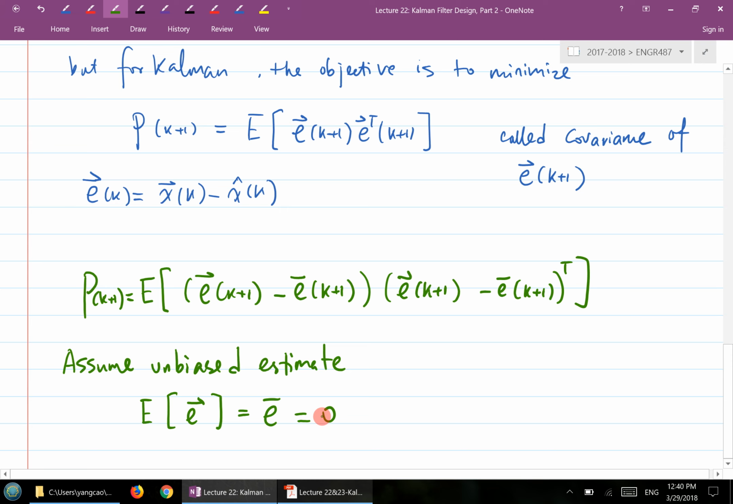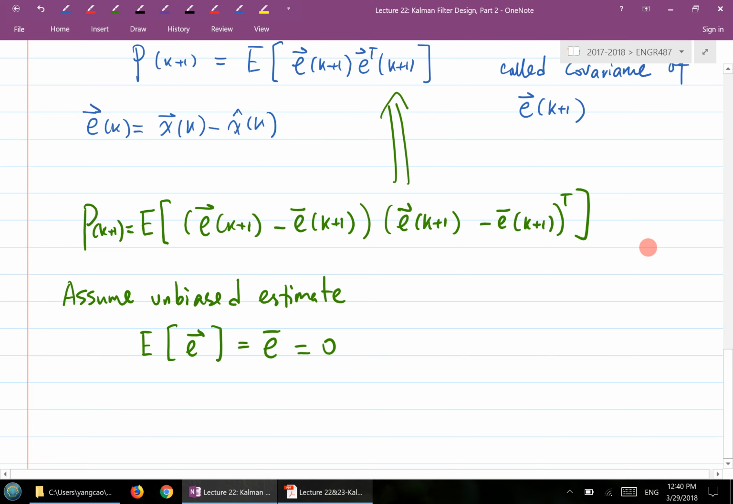So the estimation error is a distribution, a random variable, and the mean value of the error is 0, but of course you do have variance associated with this error here. Now if I expand this expression, you'll get that expression here. So that's how this covariance matrix is finally listed here.